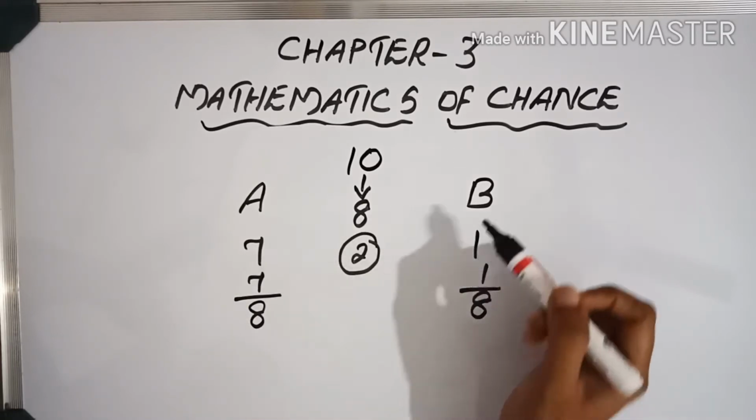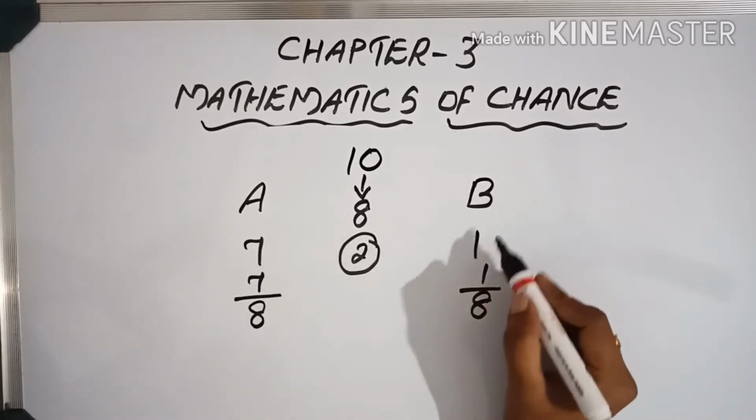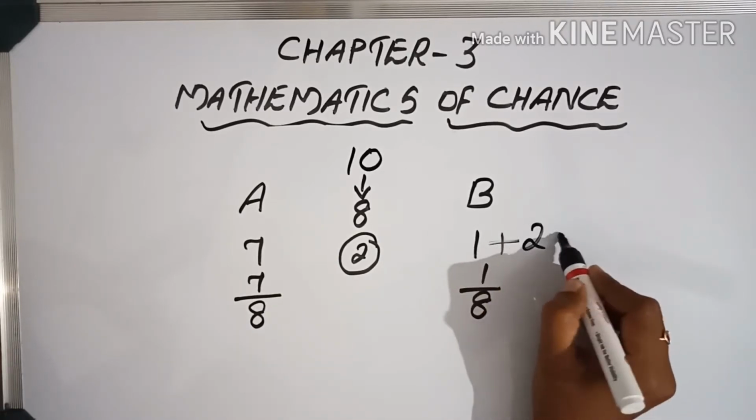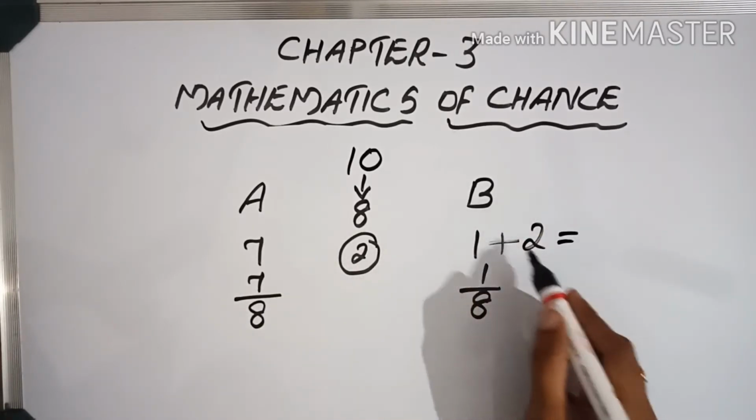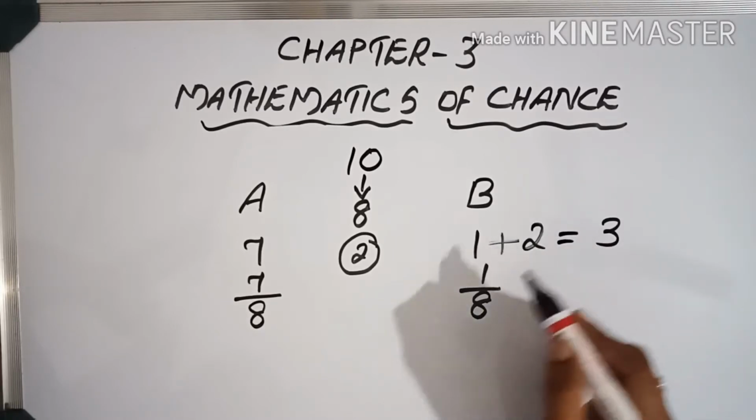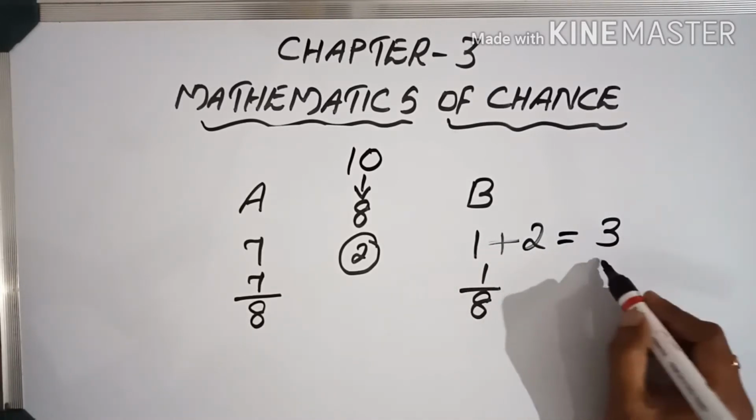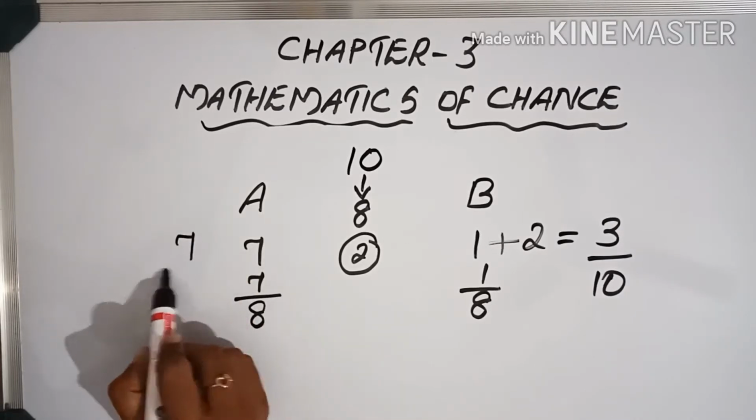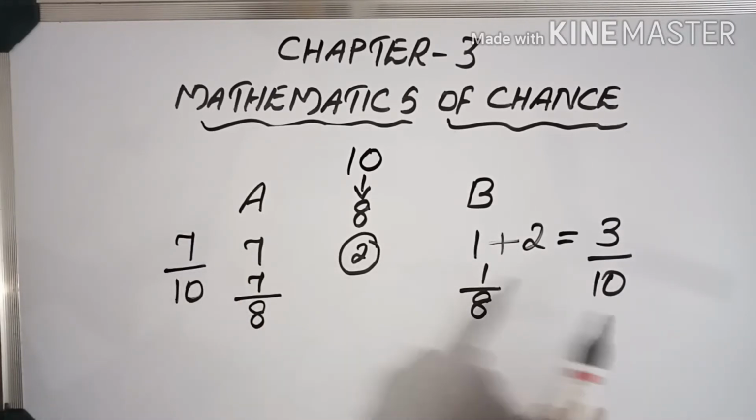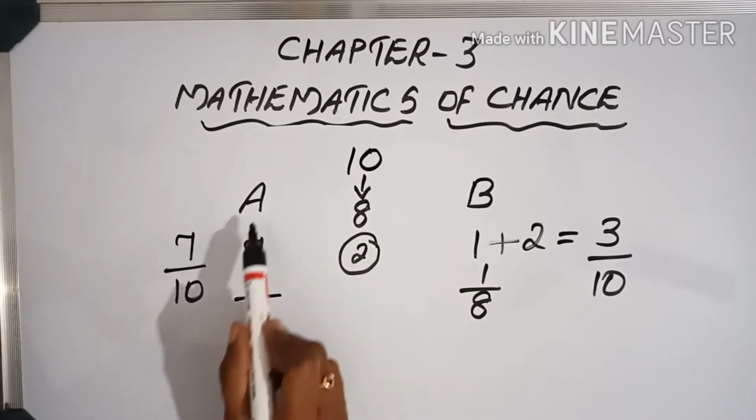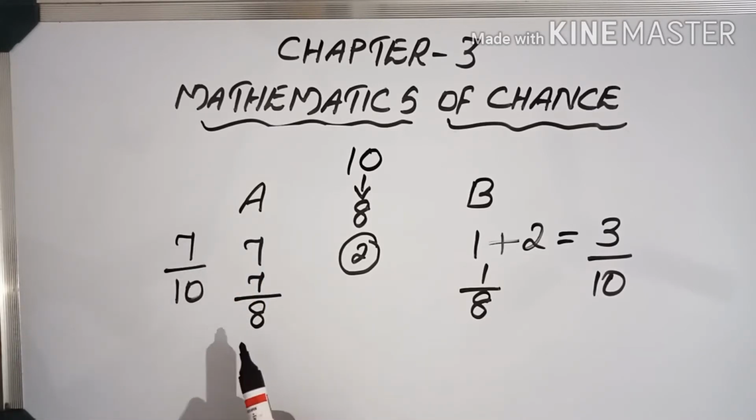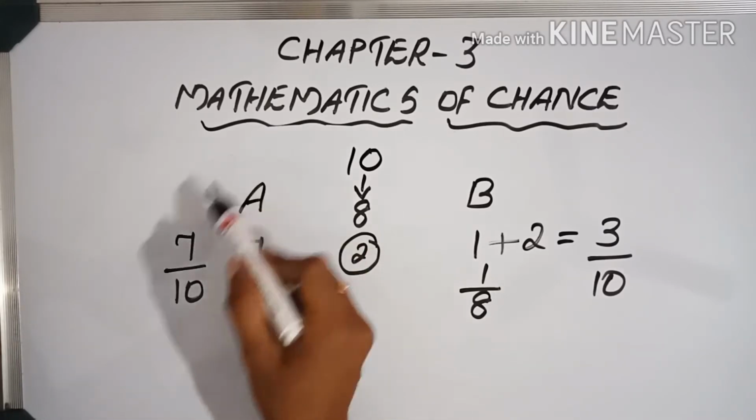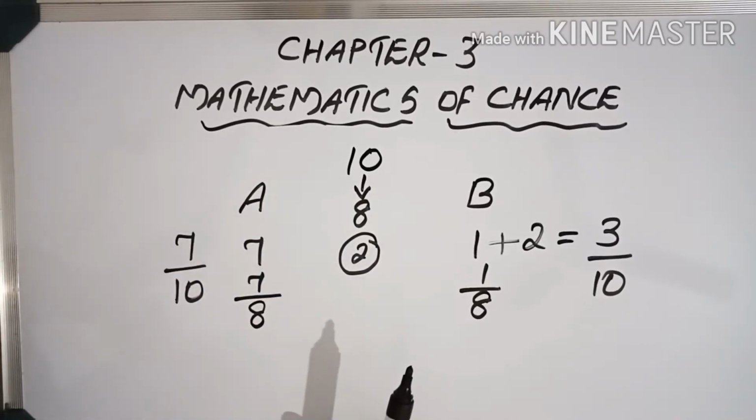Suppose B wins both of the two questions, B scores 2 marks. If B group scores 2 marks for the next two questions, the total will be 3 out of 10. Here also A will be 7 by 10. Then also the highest probability is for A group. So the chance of winning is more for group A. A group will win here.